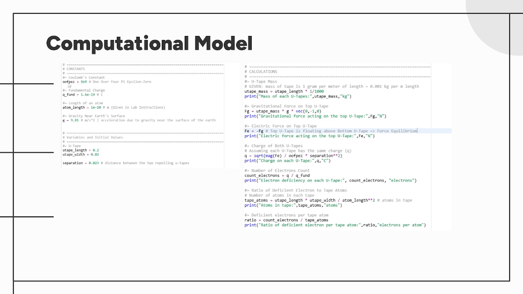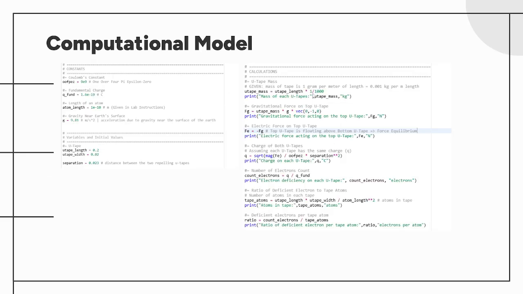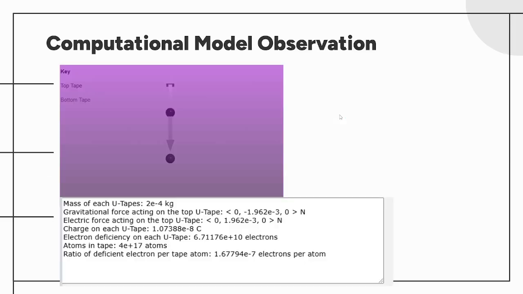For the computational model, we have constants, so this would be K right here. This is the elementary charge, the atom's length, and the length, width, and separation that we stated earlier. This just shows the process that we just did to solve these, but in a computational model. So we divide by 1000 to get the mass, get the gravity, which is equal to the electric force, and then you do the things that we did here in order to get all the numbers we need.